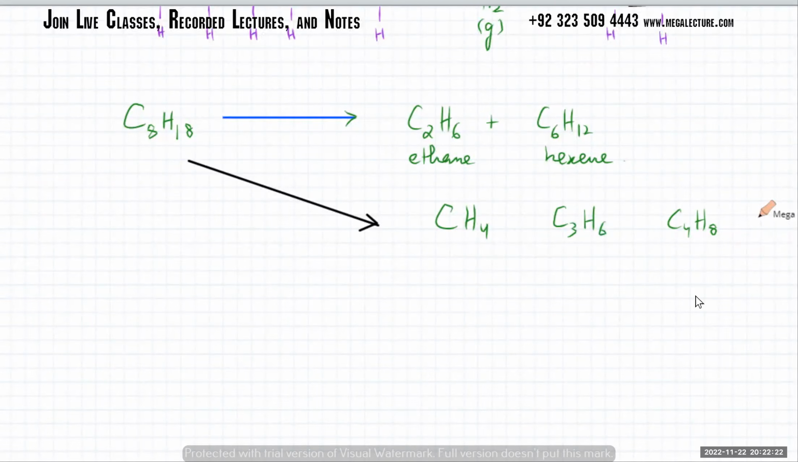ये ठीक है ना? सही है? Is this clear? Yes, sir. So yes, alkane and 2 alkenes. So ठीक है, that sums it up.